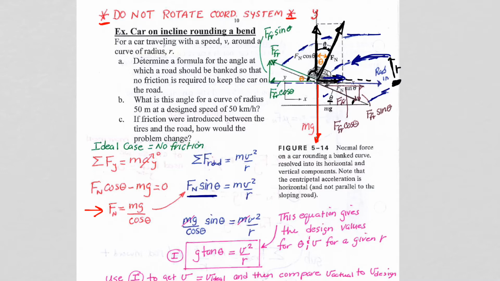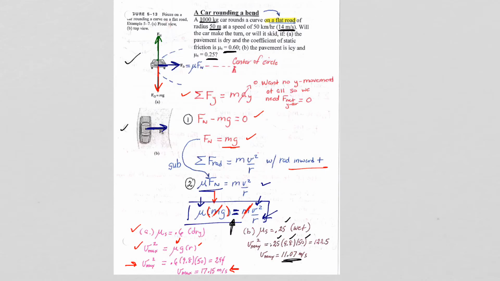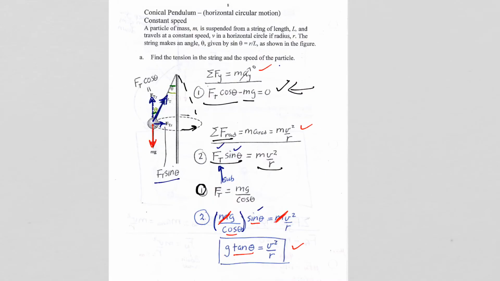And then you can see, as I have here in the notes, we substitute in for force normal, mg over cosine theta. The m's cancel out. We get g sine theta over cosine equals v squared on r. So we get g tan theta equals v squared over r. And if that equation looks familiar to you, it should. That was our conical pendulum equation, right? Let's go back one more. Conical pendulum equation. g tan theta equaled v squared on r in the conical pendulum. And if you look at the geometry of the conical pendulum, the tension force plays the same role as the force normal.